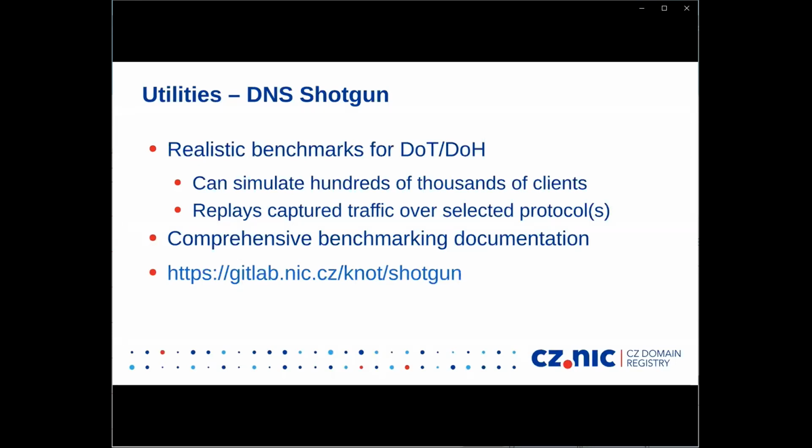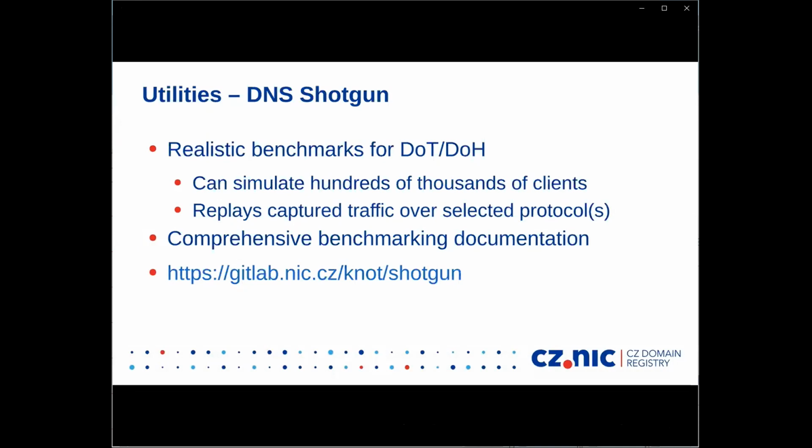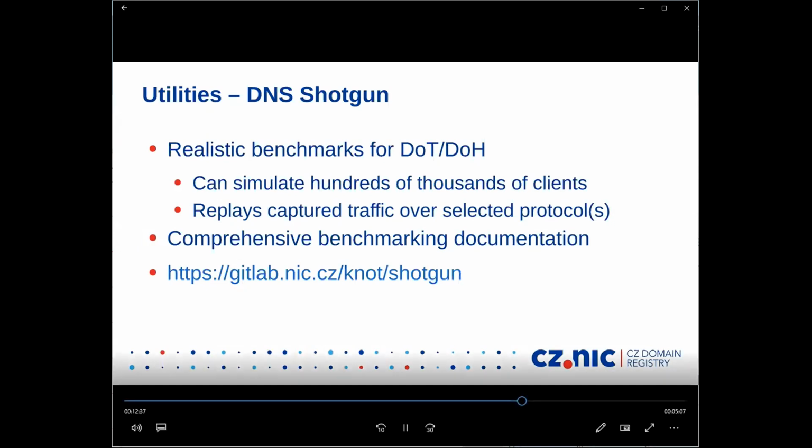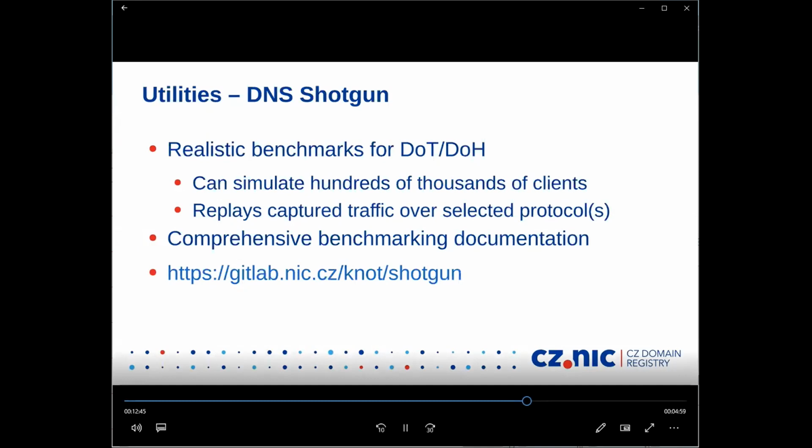You can, for example, say, what would happen if 10% of my clients started using DoT, 10% started using DoH, and the 80% would keep using UDP. And you can actually replay this scenario and then see what would happen, how would the latency for the clients look like, what would be the load on your servers, etc. DNS Shotgun also comes with a very comprehensive benchmark documentation, so it has a lot of information, and I recommend you check it out.